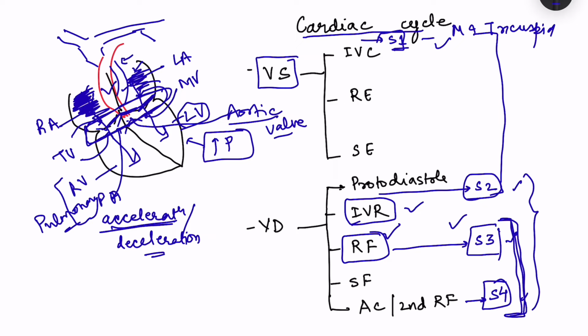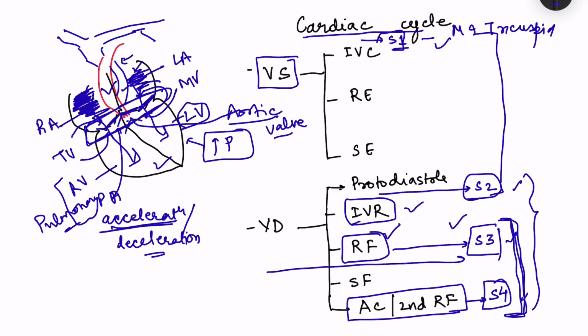Then S4 occurs during the atrial contraction, that is the second rapid filling. So the atria contract powerfully, causing the rest of the blood which is present in the atria to move into the ventricles. So this causes the fourth heart sound. Again, physiologically it is not heard, only in some pathological conditions it may be heard.